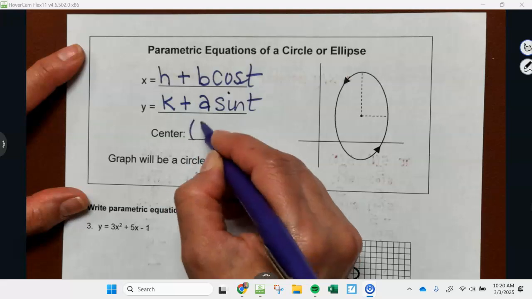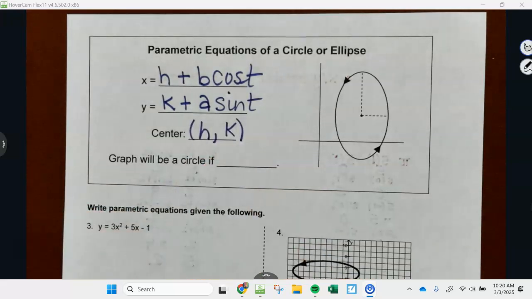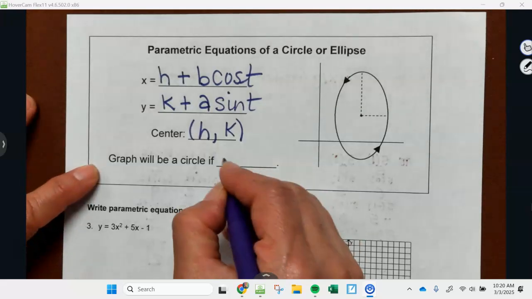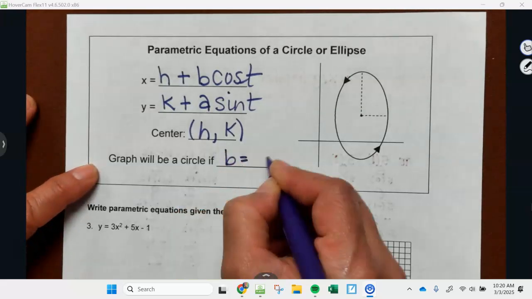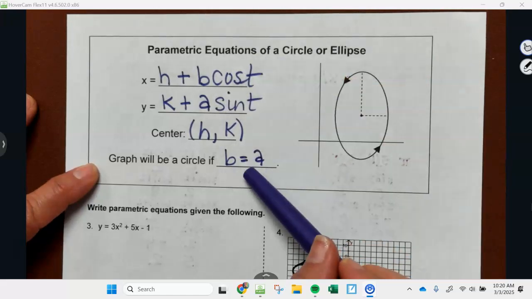The center is plain K, plain H. Notice they're not changed. The graph will be a circle if B equals A. So if they're multiplied by the same amount, it is going to be a circle.